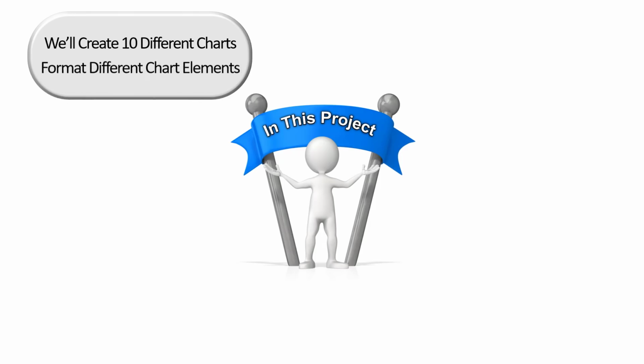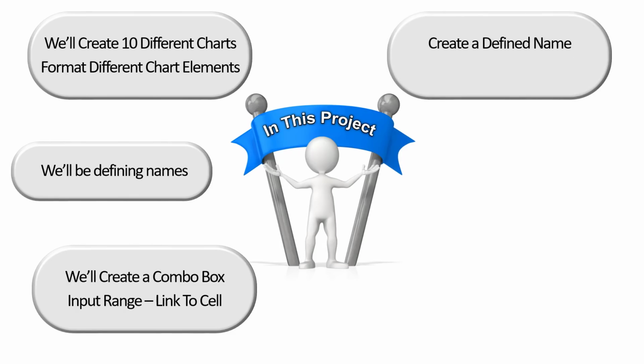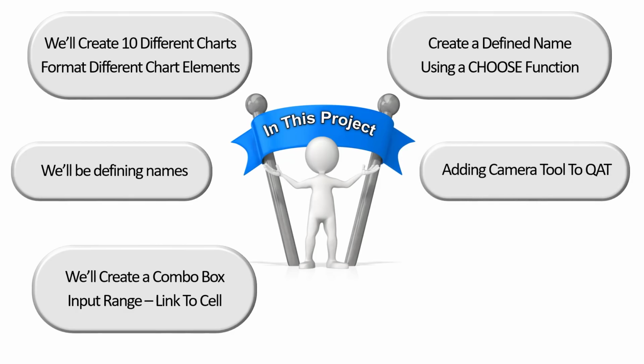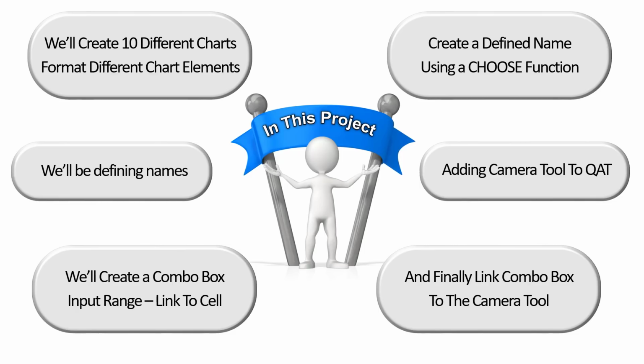In this project, we'll create 10 different charts. We'll format the different chart elements. We'll be defining names. And then we need to create a combo box, which requires adding the Developer tab to the ribbon, selecting an input range, and linking the combo box to a cell. We'll then be creating a defined name using the CHOOSE function. We'll also be adding the camera tool to the quick access toolbar, and finally, link the combo box to the camera tool. We have a lot to learn, so let's see how we build our project from the ground up in Excel.